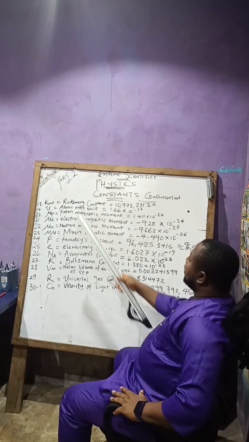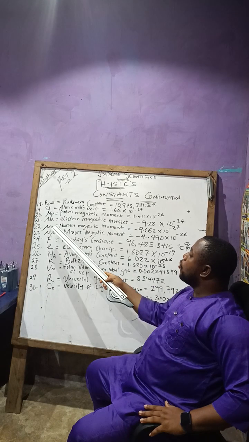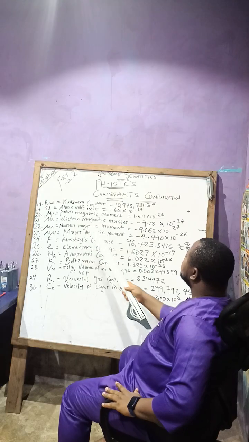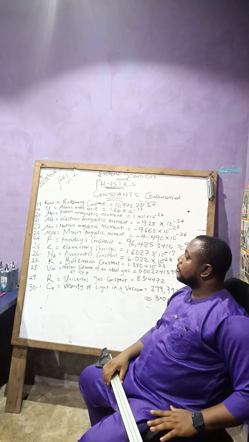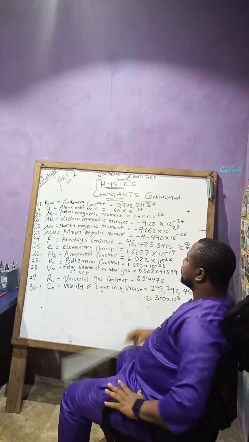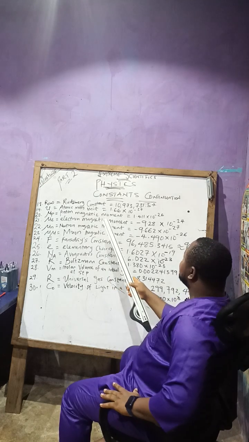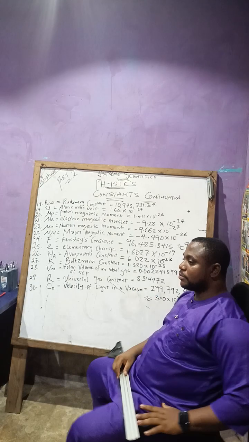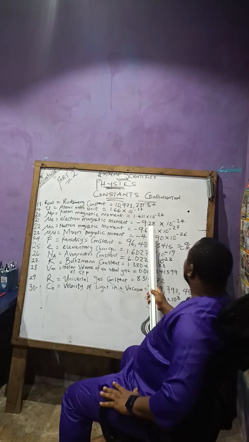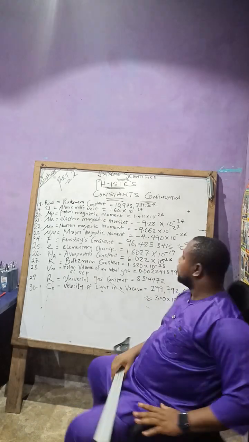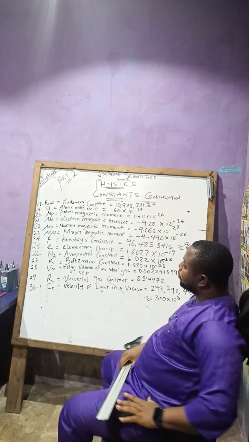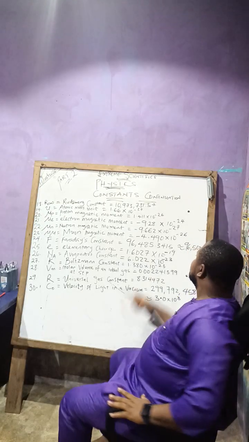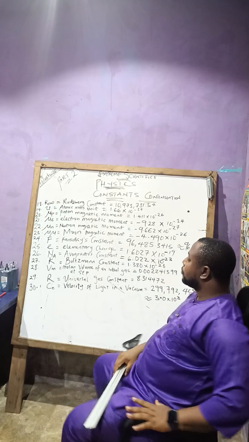The next one, number 21, we have mu e, the electron magnetic moment. It is minus 9.28 times 10 raised to the power minus 24.